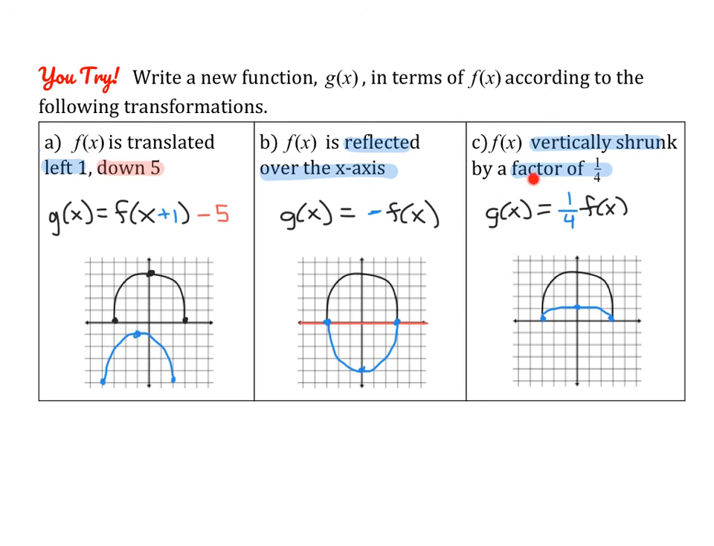And here, vertically shrunk by a factor of 1/4. So we're going to be multiplying because it's a stretch or shrink, and we multiply f of x because it's vertical, and then we multiply by 1/4. So you can see that this point, instead of being up here at 0,4, it's at 0,1. So it kind of just looks like we've squished it down from the top.